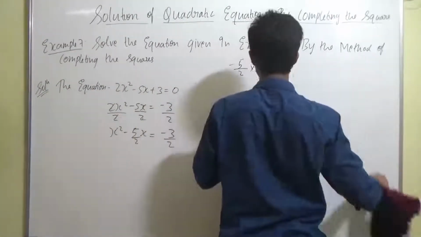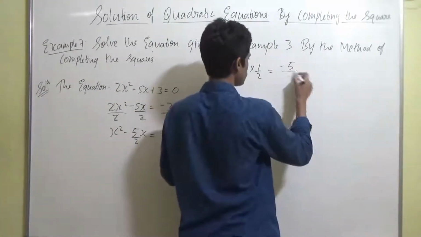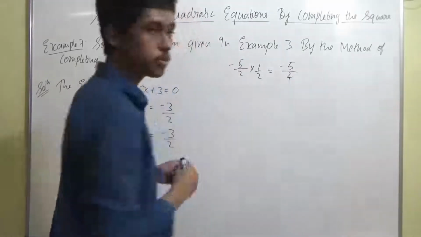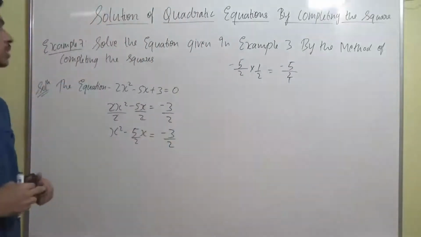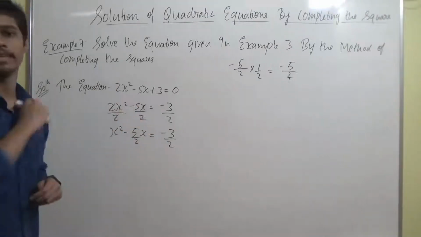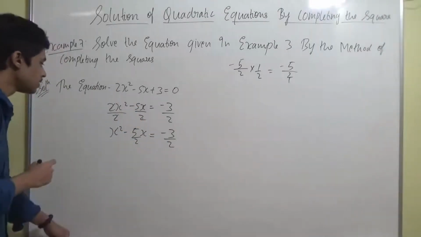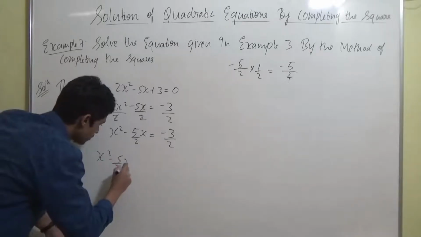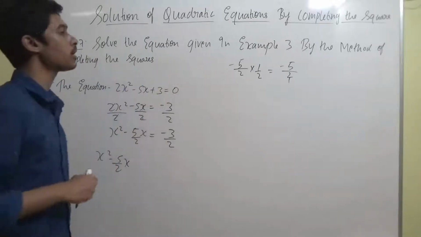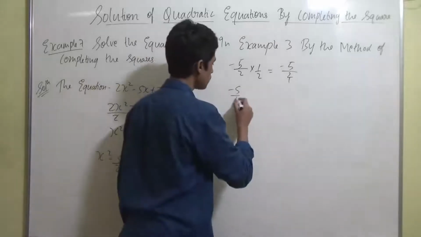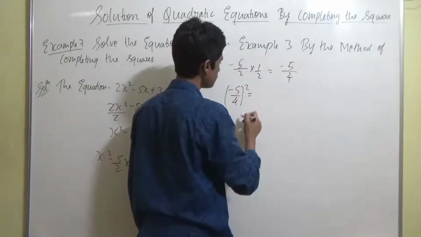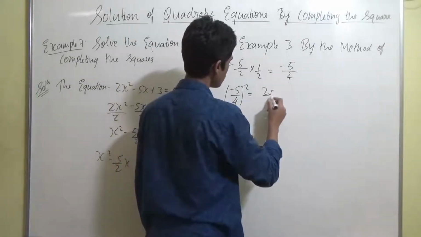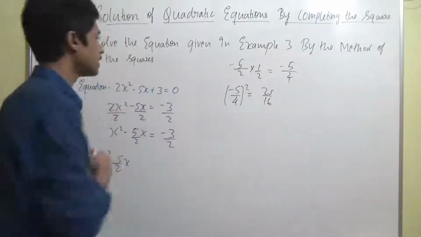Just a minute. That will give you minus 5 by 4. Now what you have to do is square that and add it both the side. Getting it, guys? So x square minus 5 by 2x is here only. If you square that, what happens? It will become minus 5 by 4 the whole square. This will become 25 by 16. Now add it both the side.